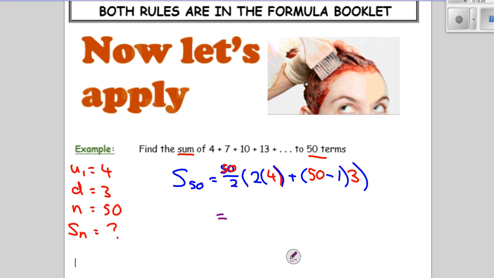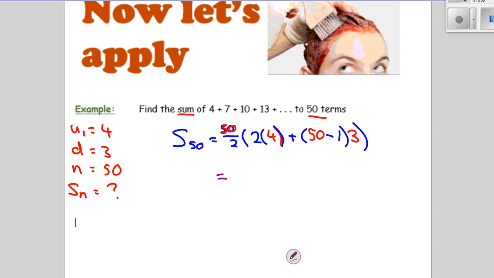So feel free to plug it into a calculator and I'll let you know if you've got it right. It's around the 3,000 mark. So what again? 875. Yeah, 3875.